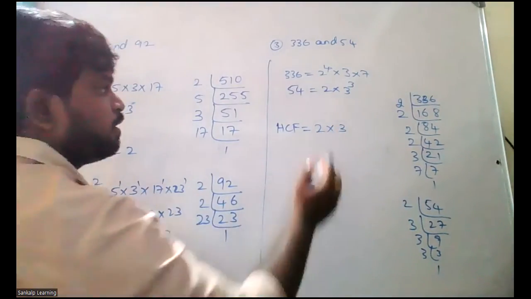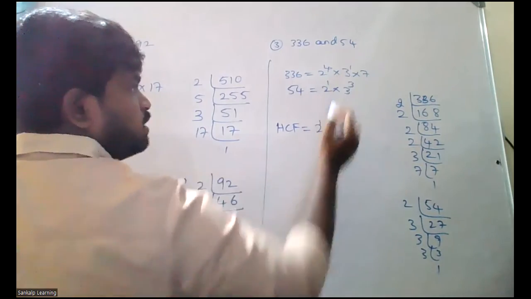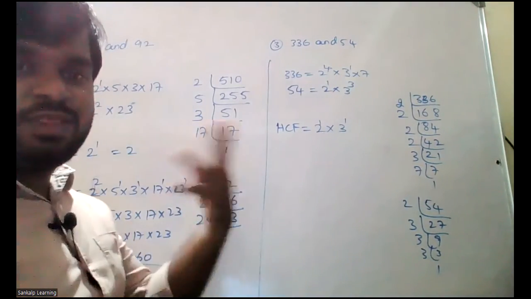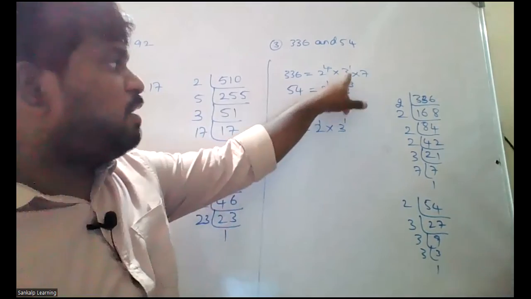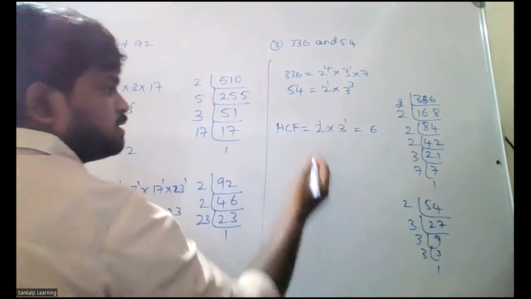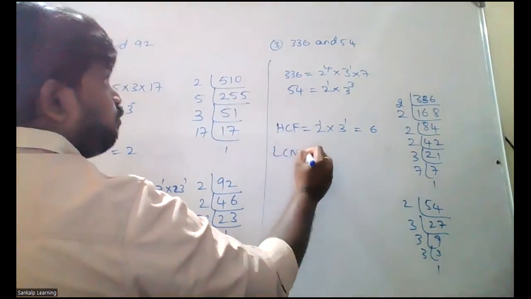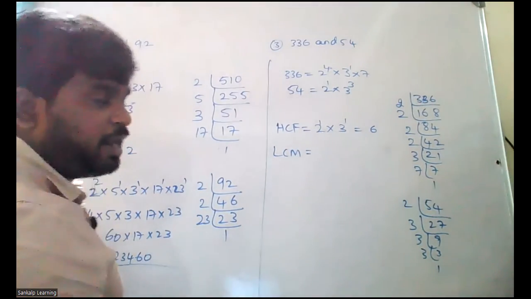Now, take the least power. The least power is 2 power 1 and 3 power 1. Isn't it? Common prime numbers with their least powers. So 2 power 1 is 2, 3 power 1 is 3. So 2 into 3 is 6. That's your HCF. To find LCM, take all the different prime numbers that are involved.